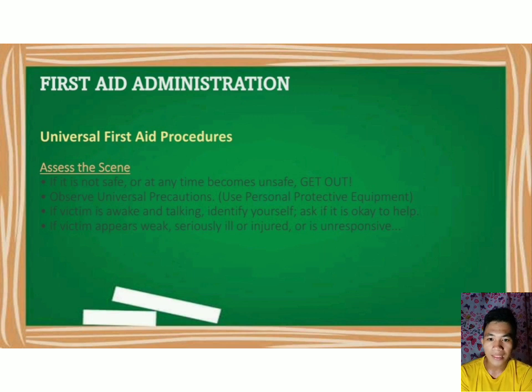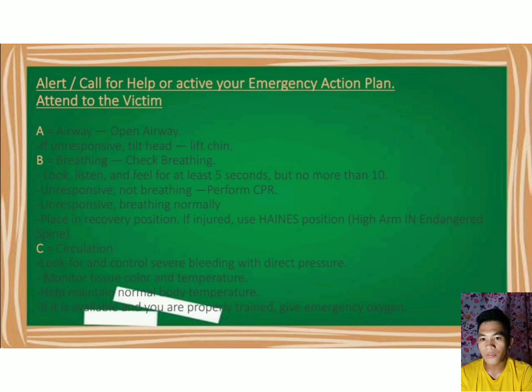If victim is awake and talking, identify yourself. Ask if it is okay to help. Ngunana, kung okay siya, dili kayo ingon grabe ang nitabo siya ha. Kung istorya siya, pangutan-a kung pwede ba matabang or not. Mutabang ka, mananghid ka ba? Kung kabalo ka sa buhaton, kay mas kabalo man gid ang first aider. If victim appears weak, seriously ill or injured, or is unresponsive, alert, call for help, or activate your emergency action plan. Yes, ngunana tawag dayon sa ato ang first aider, kabalo ka sa pagkontak, no?